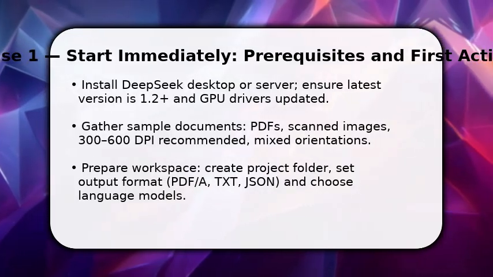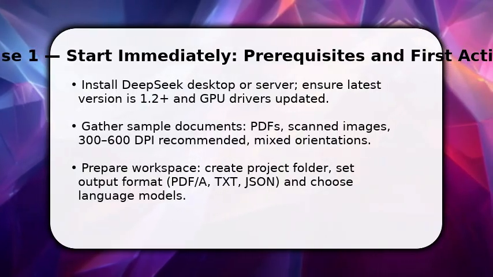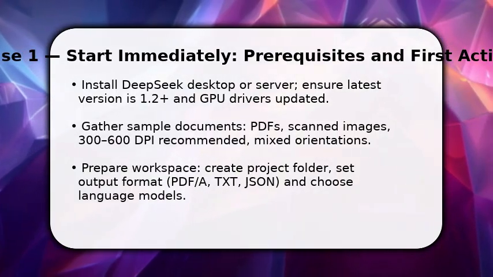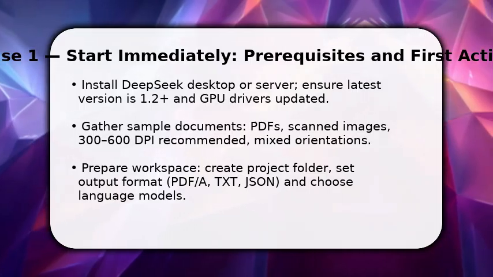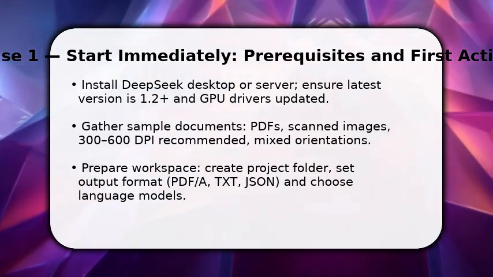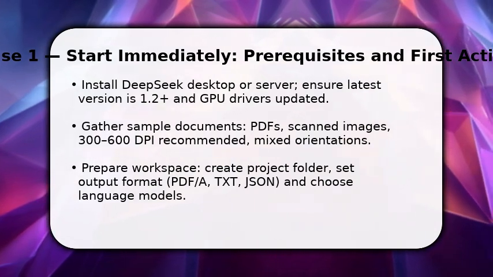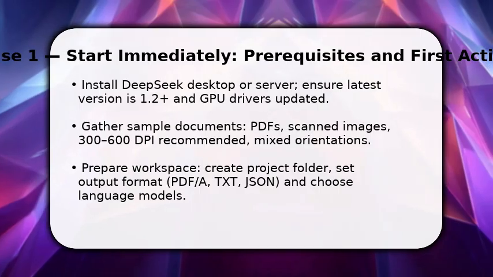Then open Deepseek, select your project folder, and pick output format such as PDF/A or JSON so downstream tools can ingest results. Make sure language and OCR model presets match document languages. This immediate setup avoids backtracking and gets OCR jobs into the queue within minutes.